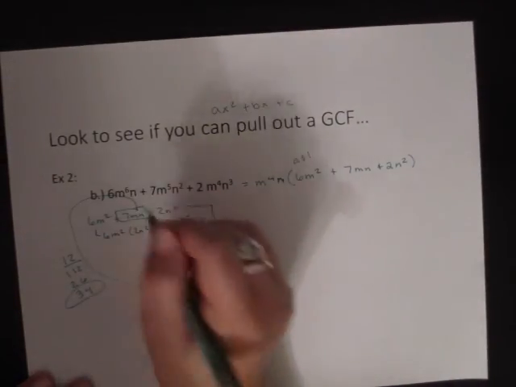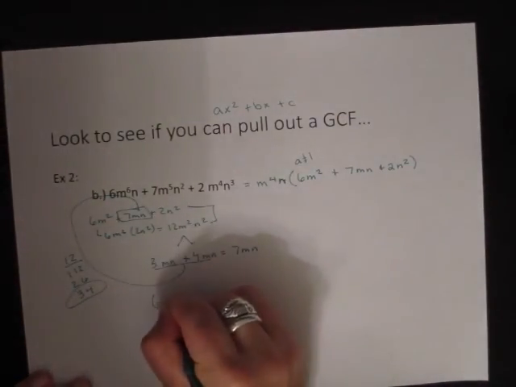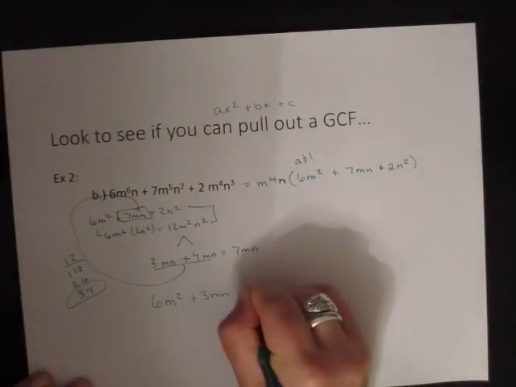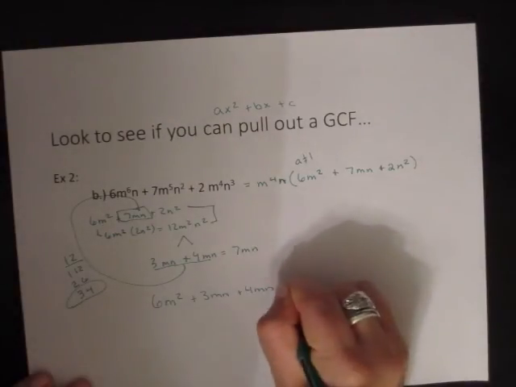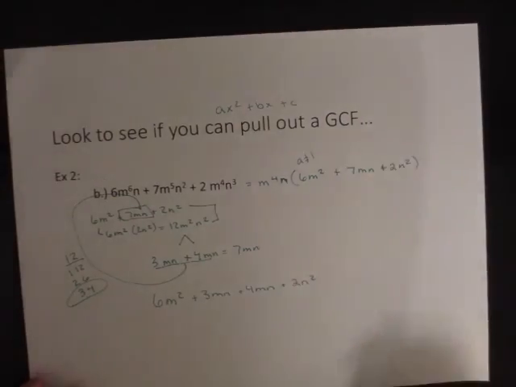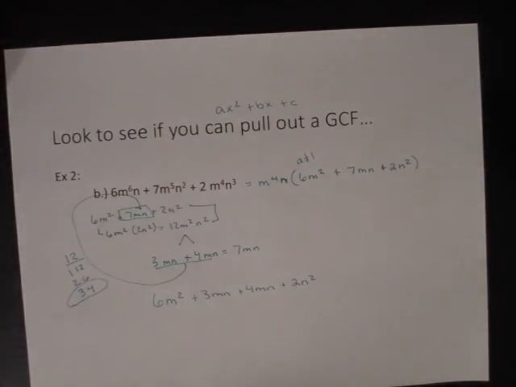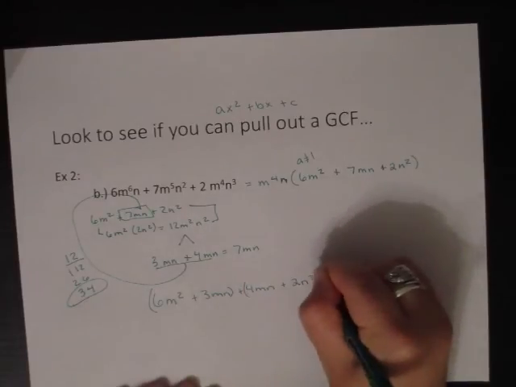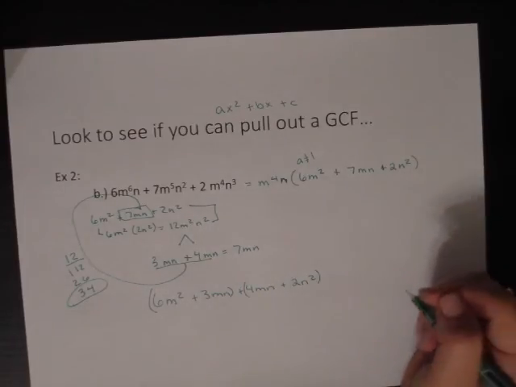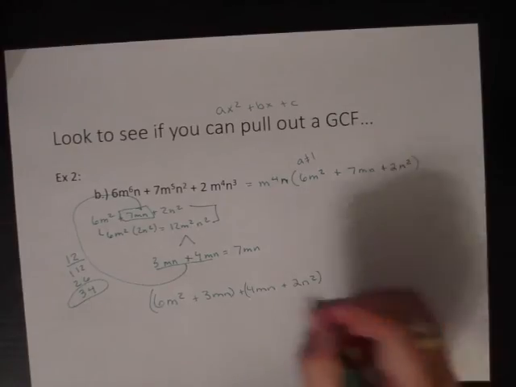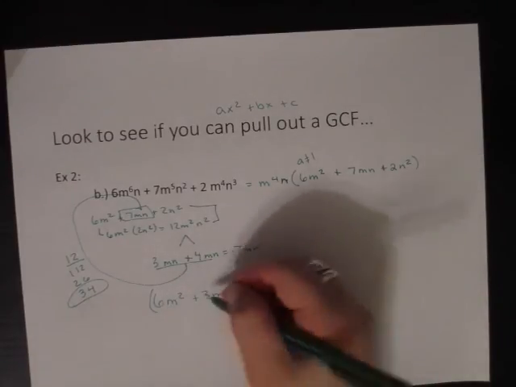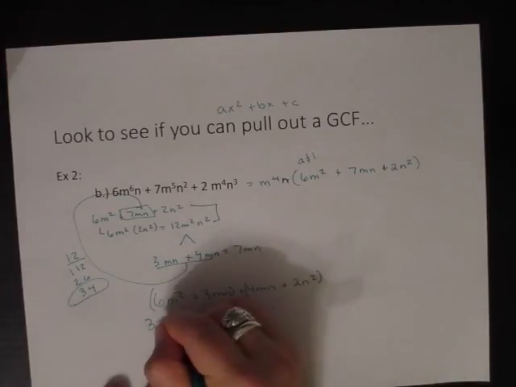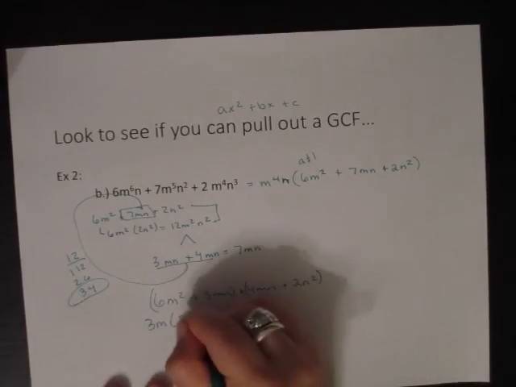Alright, so now I'm going to take what I just found, and plug it back in for my b, so I have 4 terms: 6m squared plus 3mn plus 4mn plus 2n squared. So I've got 4 terms. I'm going to group the first two, I'm going to group the second two, and then I'm going to pull out a GCF. So in 6m squared plus 3mn, I can pull out a 3m, and I'll be left with 2m plus n.